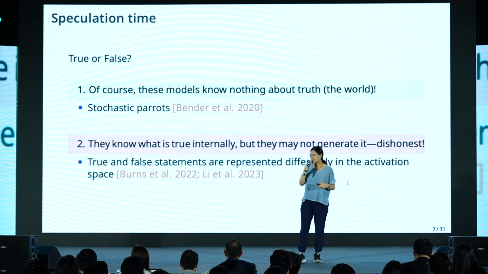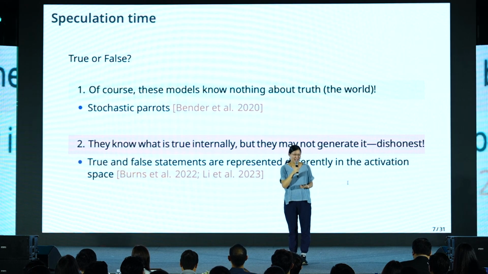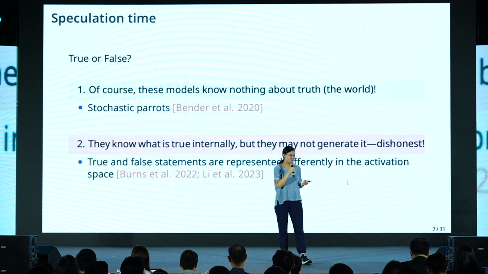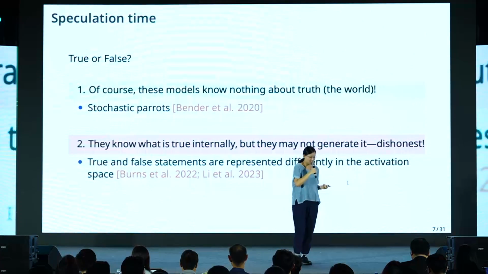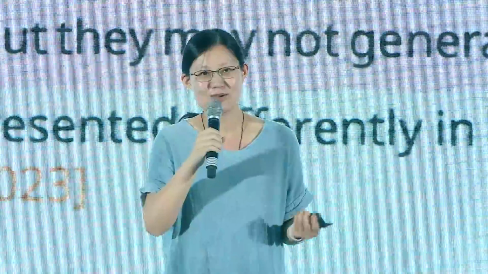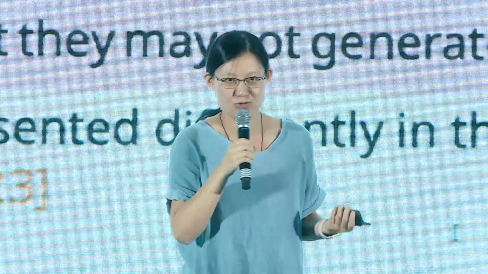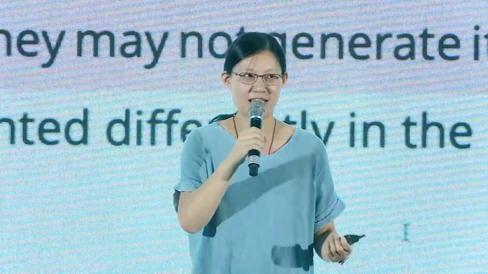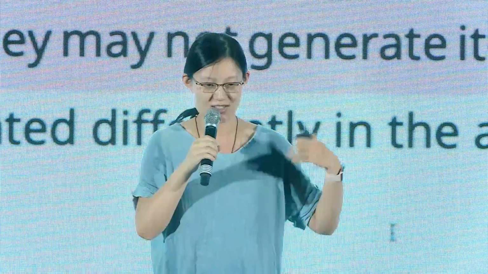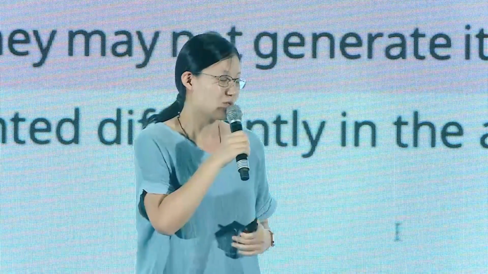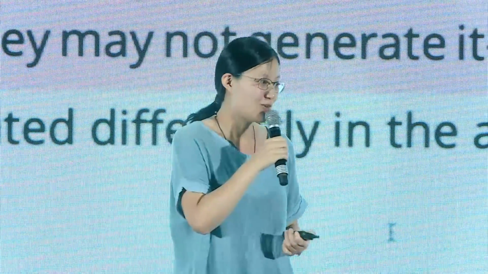So now, what are our reactions to this phenomenon? I think in the community there are two views. The first view is that there's nothing surprising. Of course, these models do not know anything about truth because they're not grounded in the world. They cannot interact with the real world. They're just trying to spit out something that's reasonable, which could be untruthful.